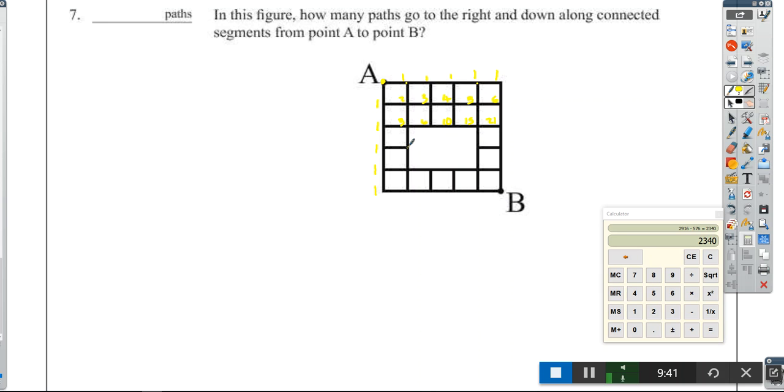How about this junction right here? 4. Okay, how about this junction? 5. How about this junction? 6, because 1 plus 5 is 6. All right, how about this junction? Well, we're adding 5 plus the junction above it, 6. So that makes this 11. Then 16. Now, I can't do this one yet because I have this sum, but I don't have this junction right here. So let's keep going.